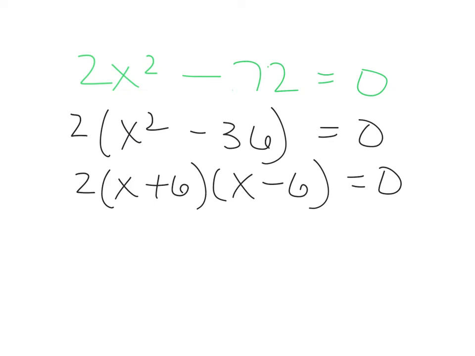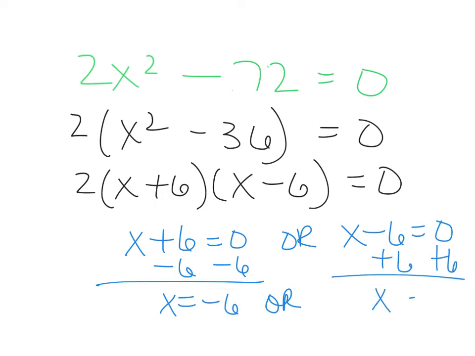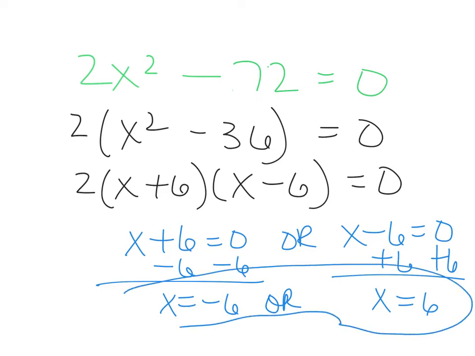So my solutions are x plus 6 equals 0, or x minus 6 equals 0. So subtract 6 from both sides, x is negative 6, or add 6 to both sides, x is 6. So the two solutions to this problem are negative 6 or 6.